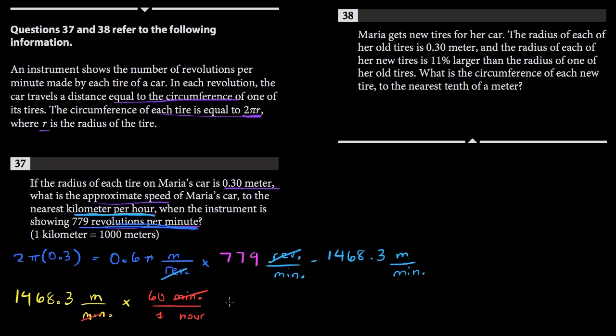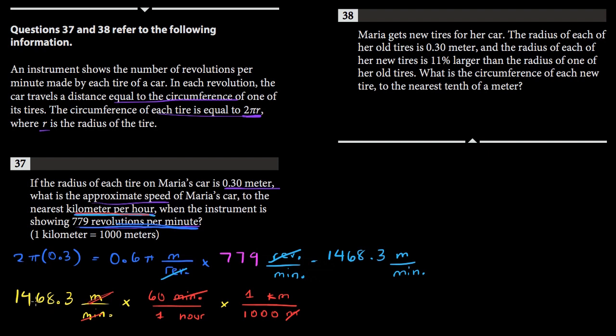Now I do another conversion factor, and it's for meters to kilometers. I need to have 1,000 meters on the denominator because we have meters here on the numerator. They need to cancel out again. And so 1,000 meters is equal to 1 kilometer. And so the meters cancel out, and what units I'm left with is kilometers and hour, right? Kilometer per hour. And that's exactly what the question is asking for.